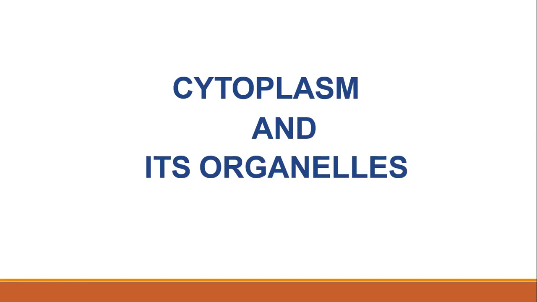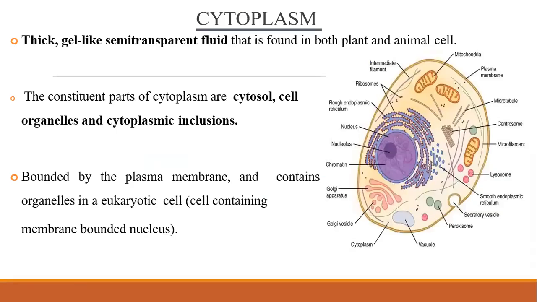Next part is the cytoplasm and its organelles. So this is the cytoplasm. What I told you earlier is that cytoplasm is the semi-fluid or jelly-like fluid which is present inside the cell of both plant and animal. The parts of cytoplasm are the cytosol, cell organelles, and cytoplasmic inclusions. They are protected by the plasma membrane that contains the organelles in a eukaryotic cell.